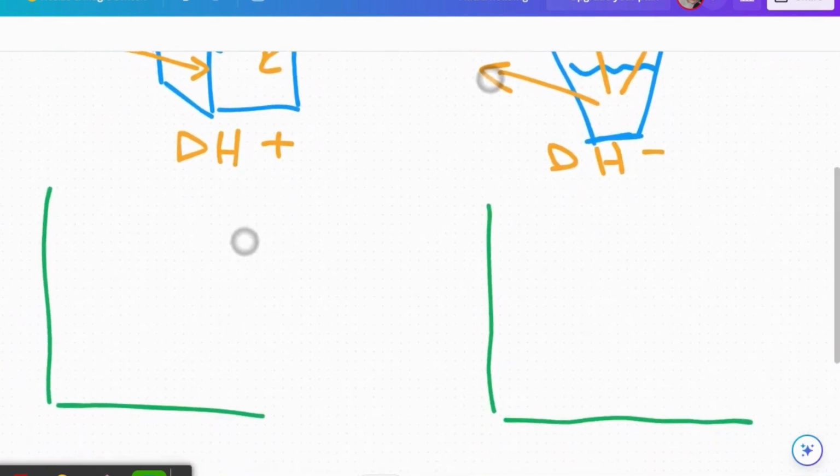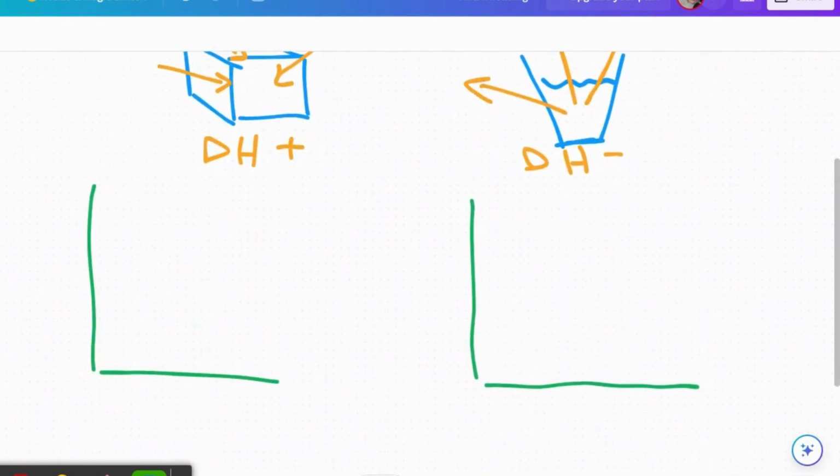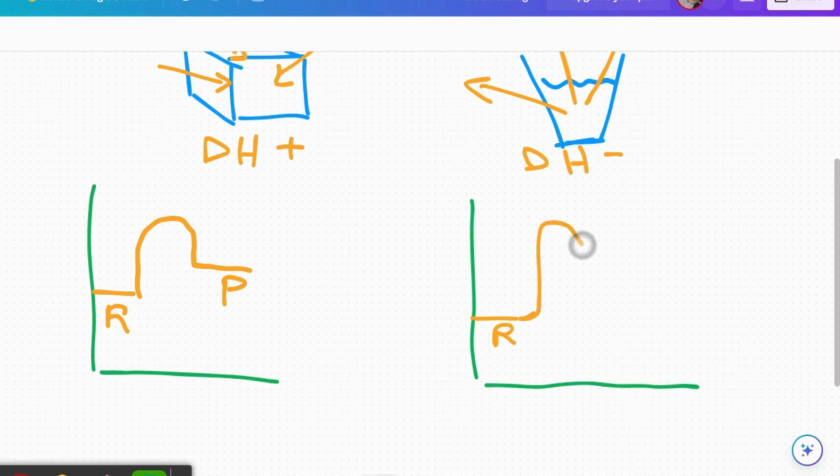Now the graphs for both. Endothermic reaction, heat is absorbed. So starting with the reactants, heat is absorbed, the activation energy, then the products. Enthalpy of reactants, enthalpy of products. For an exothermic reaction, starting with the reactants, releasing energy, so the enthalpy of the products will finally be lower than the reactants.